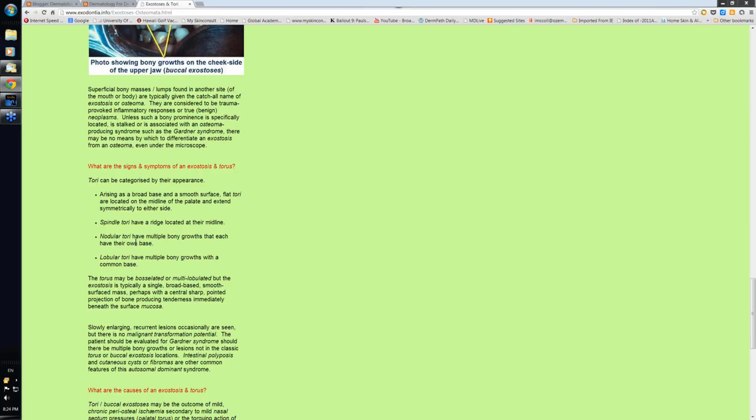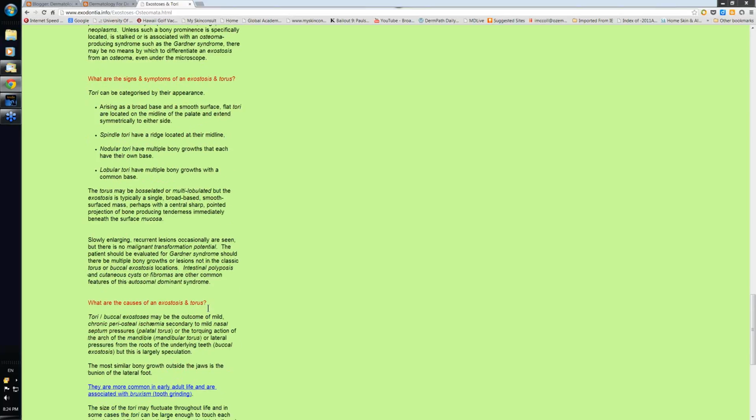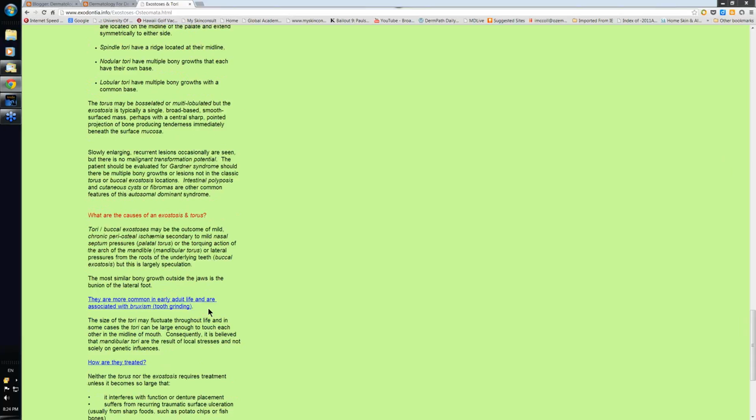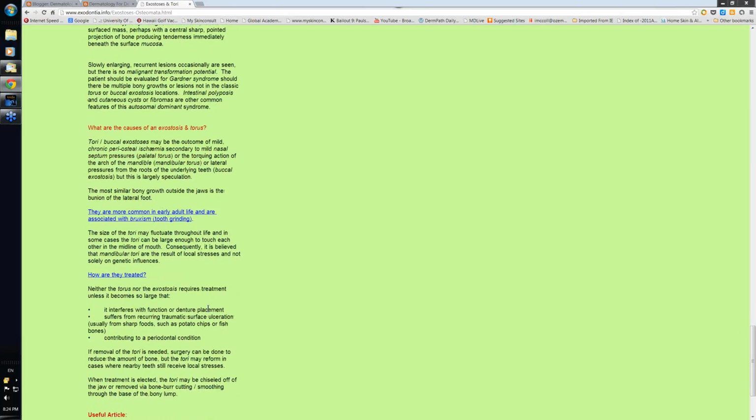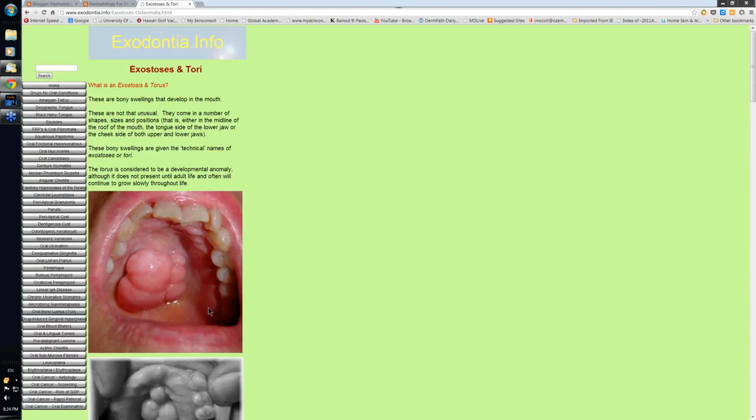You can get nodular tori, lobular tori. Fascinating. I really should look inside mouths a lot more and observe these things. This is a nice section. Go and have a look at this on exostosis and tori.